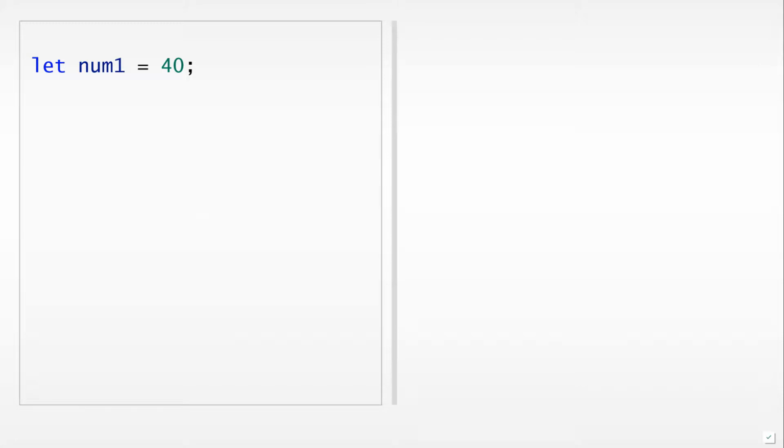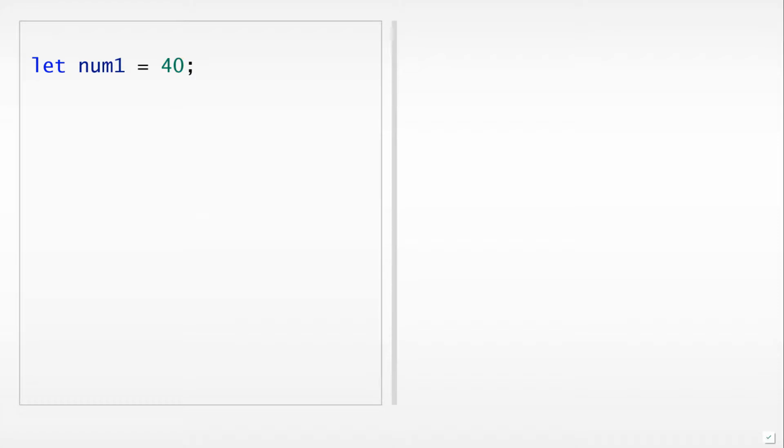Now, if we start off with a line of code where we place the number 40 inside of a variable, let num1 equal to 40, 40 in this case would be a value, and this value would be of the number type. Considering that this is source code, we can also refer to the 40 as a numeric literal.